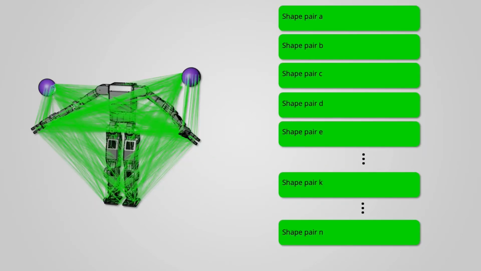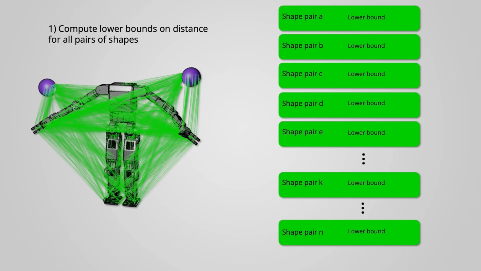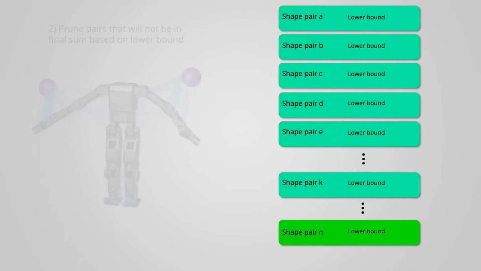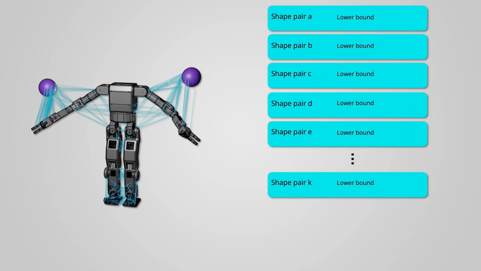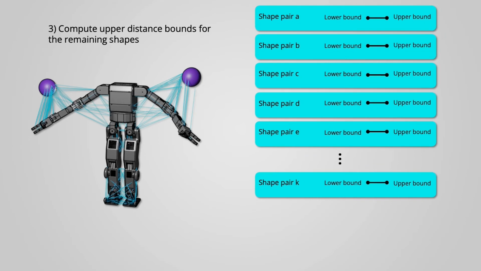First, the algorithm computes lower bounds on signed distance for all pairs of shapes. Our work proposes a novel way for computing these bounds in just a few nanoseconds each, making this step efficient even for scenes with hundreds of shapes. Next, the algorithm prunes any pairs of shapes with lower distance bounds that are too large to be included in the final output. The algorithm then computes guaranteed upper bounds on signed distance for the remaining pairs of shapes. Again, our work proposes a novel way for computing these upper bounds in just tens of nanoseconds each.